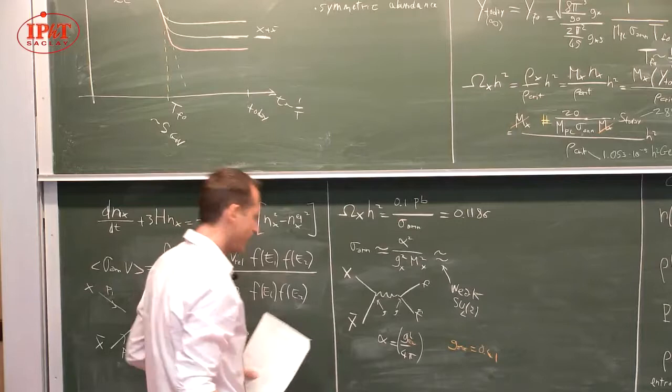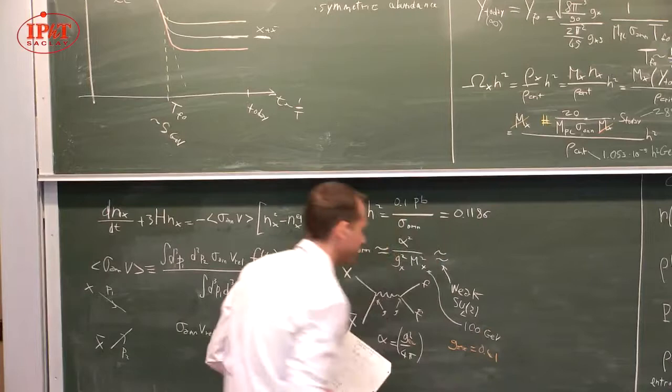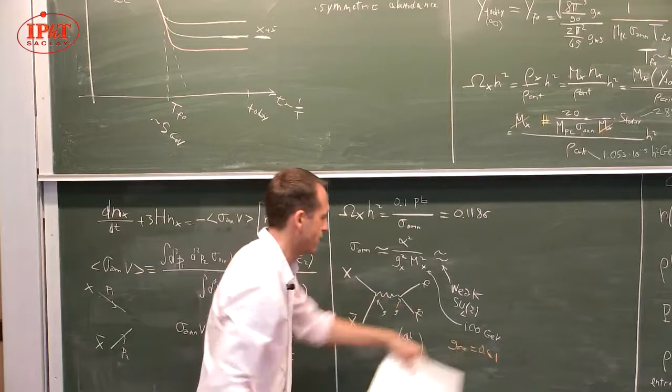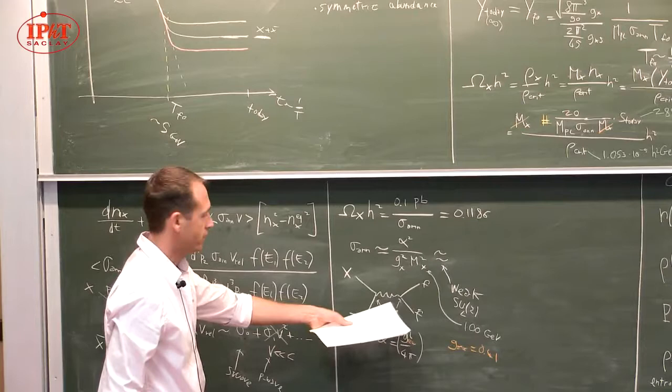And I can assume that the mass of the dark matter particles is of the order of the mass of the weak interactions, so of the order of 100 GeV. I mean, this is not so crucial. I'm taking the mass of the dark matter particle to be of this order here, but if it's not the mass of the dark matter particle that enters here, it would be the mass of the mediated boson here, which would be the Z or the W, so typically of the order of 100 GeV as well.